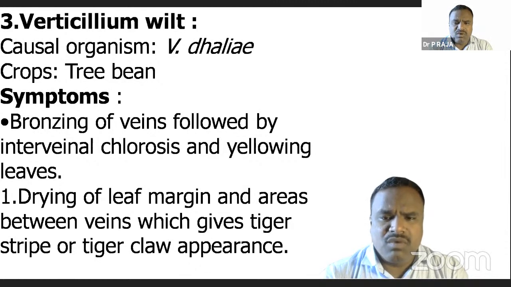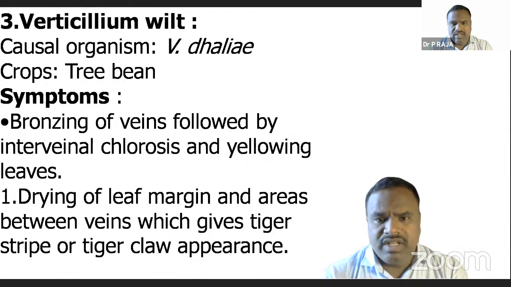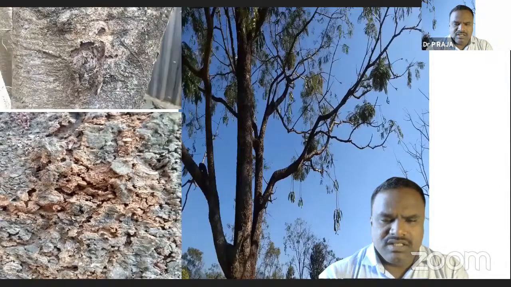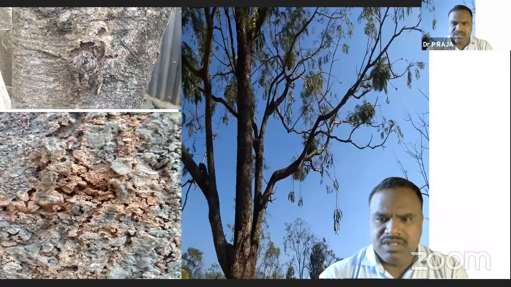And the symptoms: you can see there's a bronzing of veins, followed by intervenal chlorosis and yellowing, right? And then this is a very prominent symptom, the leaves will fall off. You can see the drying of leaf margins and areas between the veins, which gives a tiger stripe-like appearance. You can see here this infected tree bean, slowly showing wilting symptoms and yellowing. Verticillium causes a slow decline, and it will die at the end.